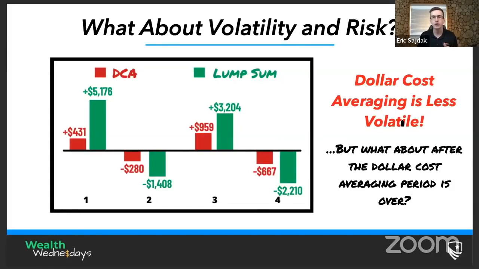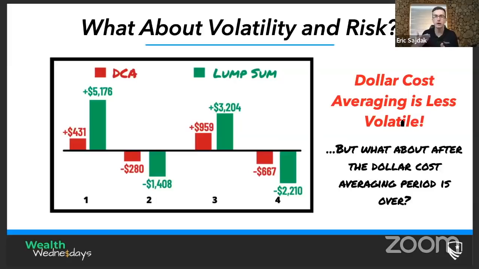So we're looking at a very short period of time of lesser volatility, because at the end of that dollar cost averaging period, we have the same amount as in lump sum; we're fully invested. So the volatility from there on out will be equal. Again, because basically the volatility only decreases during that short period of time that we're dollar cost averaging.